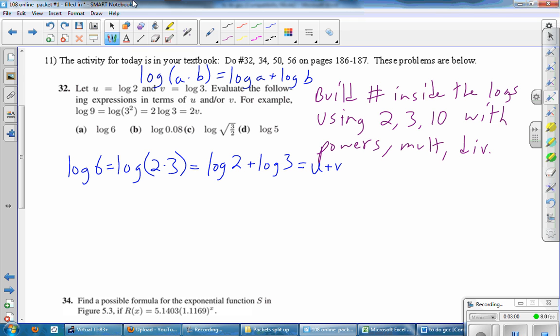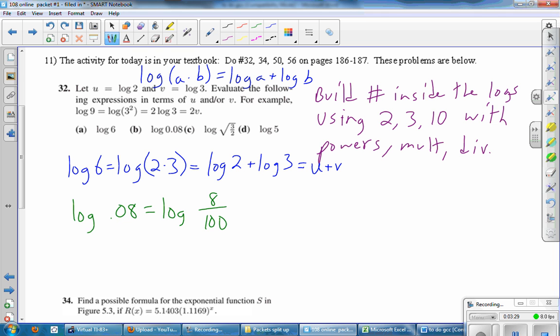We're moving on to log of 0.08. So trying to use only 2s and 3s and 10s. All right, so 0.08 doesn't seem to have anything to do with the number 3. 0.08 is even, there's a decimal, so I could maybe envision using a 2 or a 10, maybe both, but 3 doesn't seem to fit in here. Okay, I'm going to rewrite this as a log of, and then we'll make a fraction, 8 over 100.